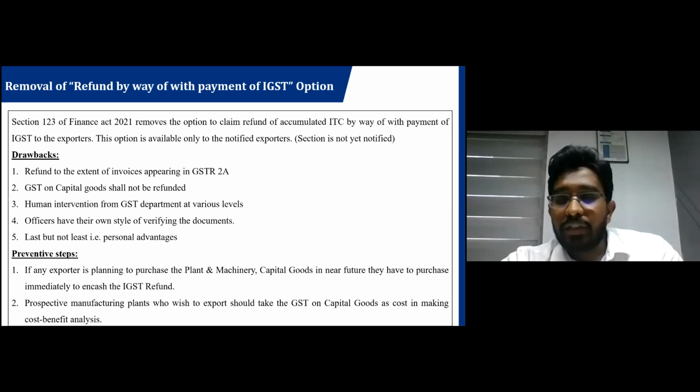And preventive steps. If any exporter is planning to purchase plant and machinery capital goods in the near future, it's better to purchase immediately, as early as possible, before that section is notified. They can claim refund under the with payment category. Prospective manufacturers who are planning to start a manufacturing business and who wish to export the output need to consider input tax credit on capital goods as a cost in the cost benefit analysis.